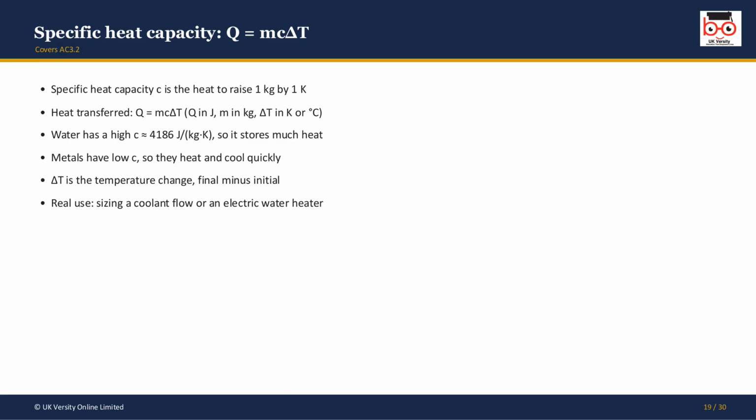Water has a very high specific heat, about 4,186 joules per kilogram per Kelvin, which is why it stores so much heat. Metals have low values, so they heat up and cool down quickly. Delta T is just the temperature change, final minus initial. It's the tool for sizing a coolant flow or an electric water heater.